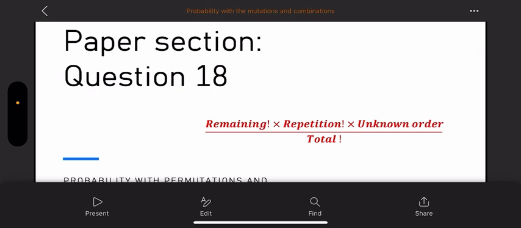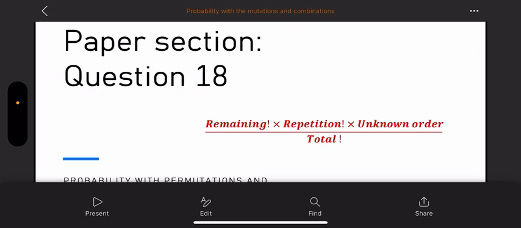Okay, so the first thing is that when we are calculating the probability using permutations and combinations, in the denominator, as in the normal probability, we put the total. However, the total here will be the total factorial. So we will find the total number that we are dealing with, and I will write it as a total factorial in the denominator.